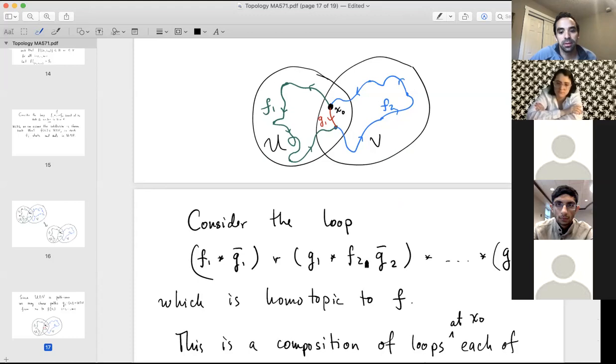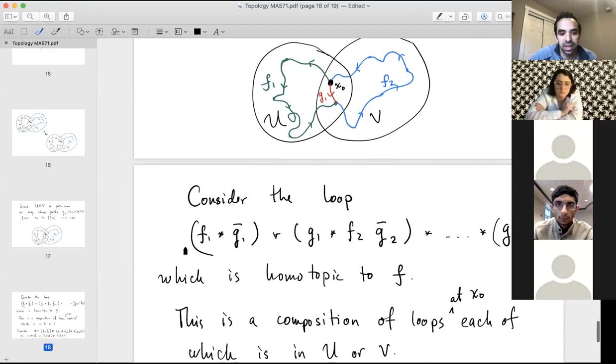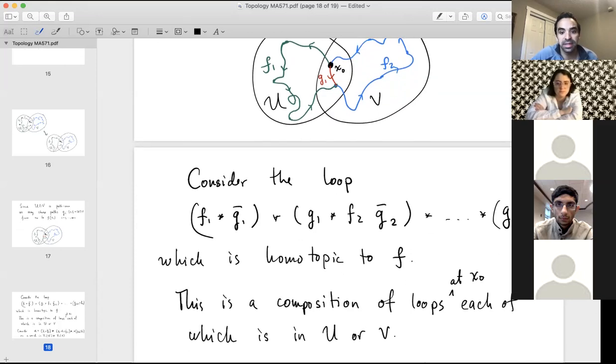Should there be a star between F2 and G2? There should be a star here. And then you do G2 backwards and so on. And you get all of these pieces, this one, that one, that one, will be loops based at X0, each contained either in U or V, because the G's are contained in the intersection and the F's are contained all in U or all in V. And this is homotopic to F.